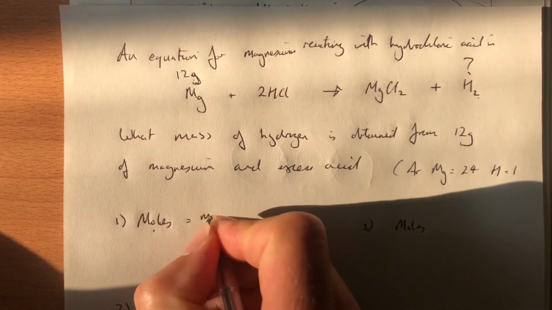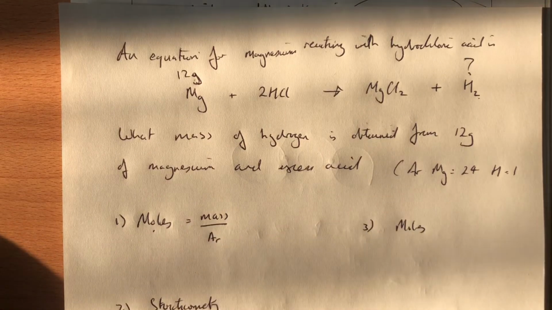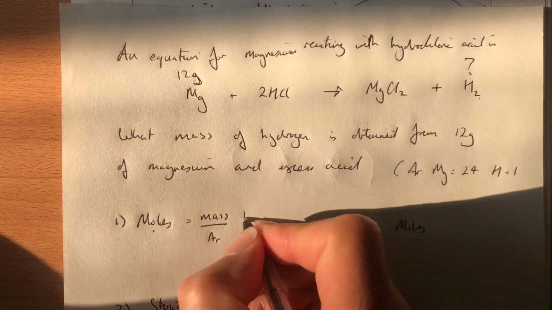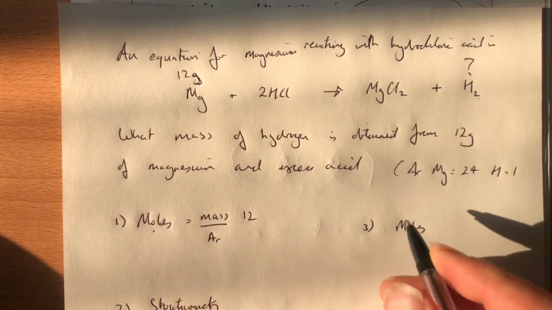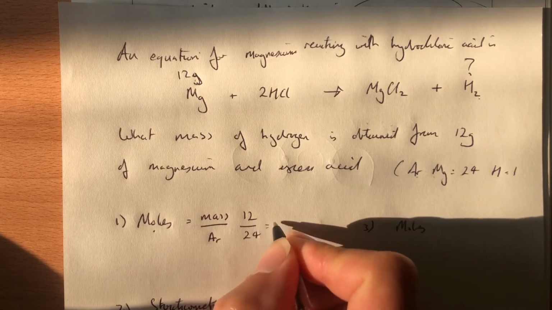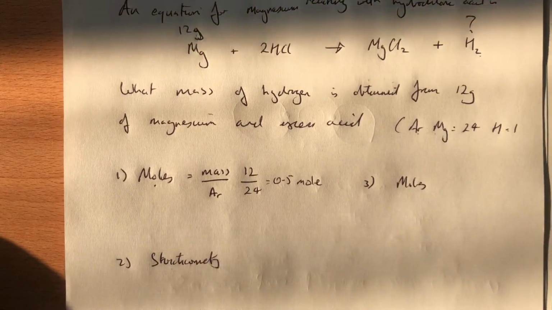So moles equals mass divided by atomic mass. If you want to write formula mass down there, I don't object to that. Mass is the one with the grams, 12. The relative atomic mass is given in the question. The Ar of magnesium is 24. 12 divided by 24 is 0.5 moles. That's stage 1 done. Give yourself a mark if you've got that far.